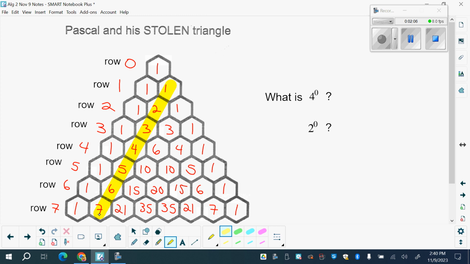So before we do that, I want to talk about what is 4 to the 0. Is it 0? Is it 4? Is it 1? What is 4 to the 0? I need you to think because we're going to do this a lot today. What is 4 to the 0? 1. 4 to the 0 is 1. Let me show you why.